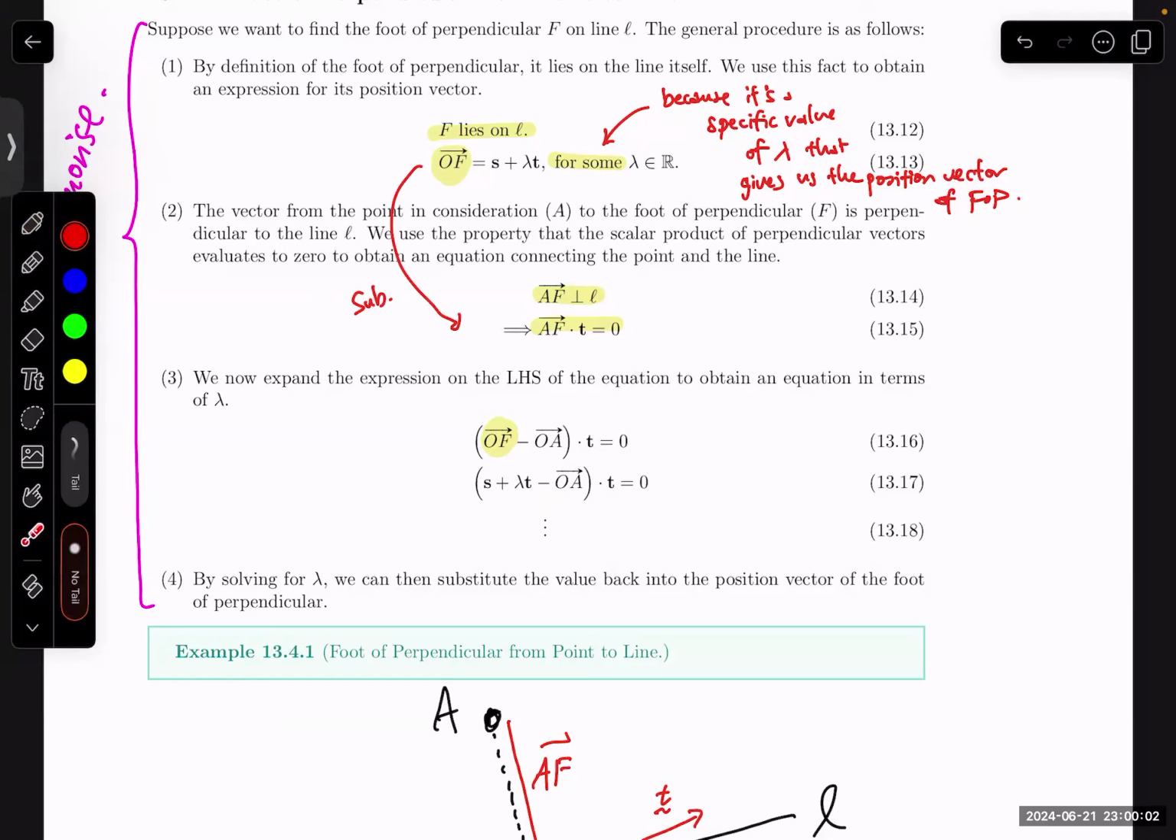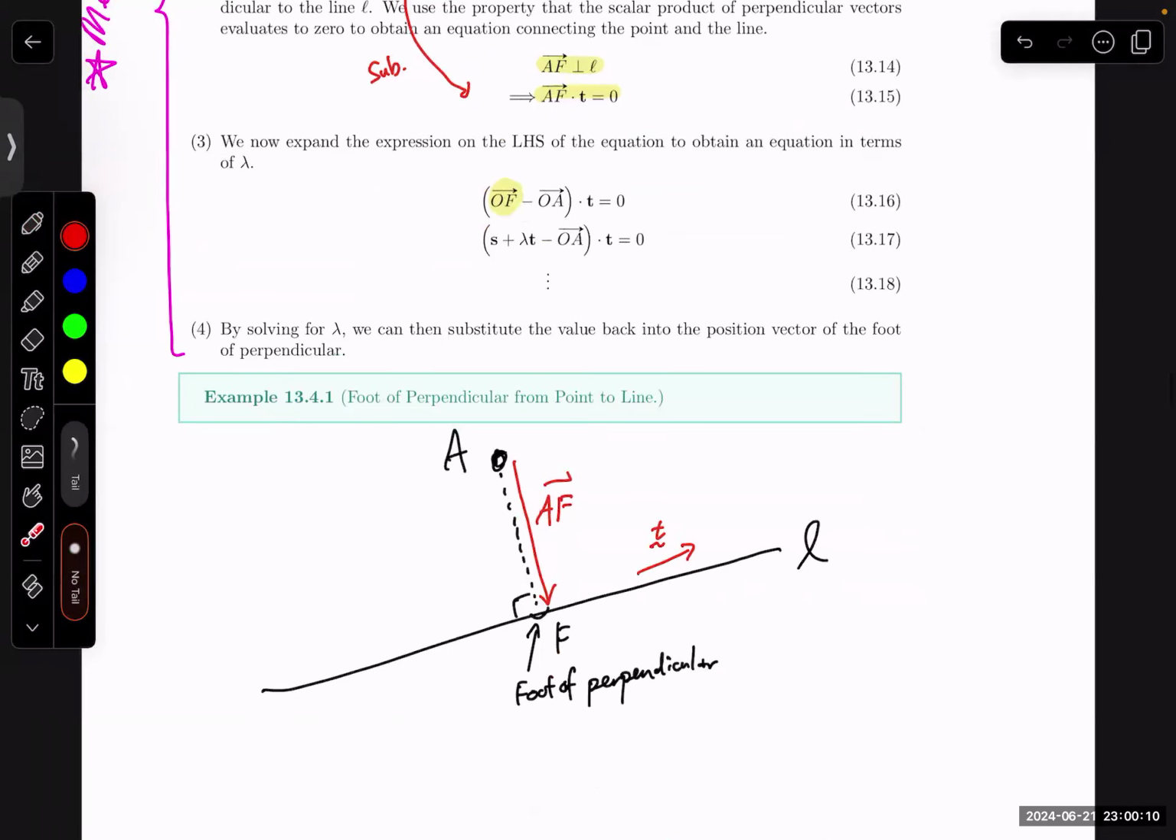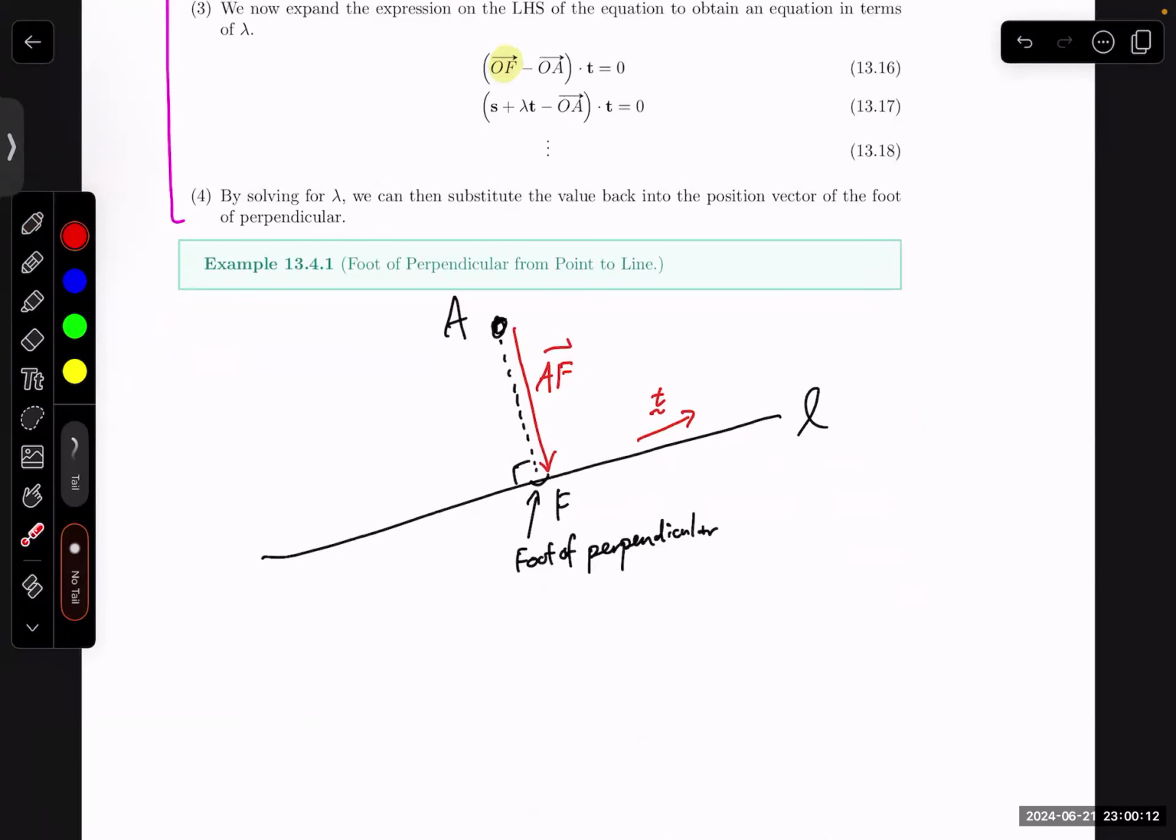So you expand this whole thing out. In a question, you have numbers. So expand this whole thing out. For example, let's use this as an example. Let's just have A maybe 0, 0, 1, so that it's easier. Maybe vector T is, let's say, 1, 1, 1. Okay, whatever.